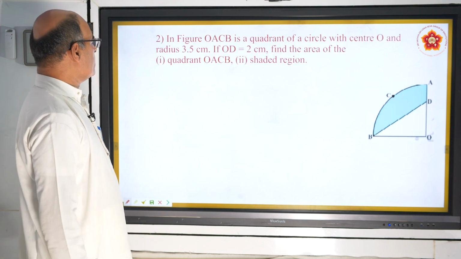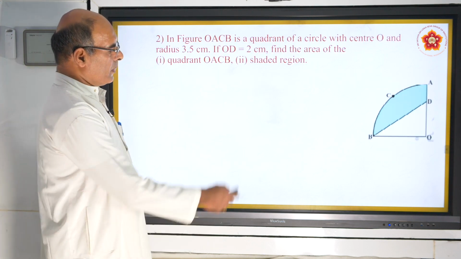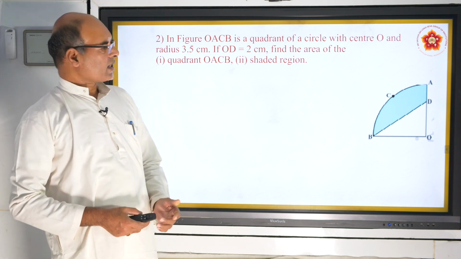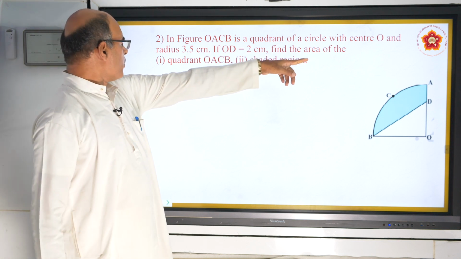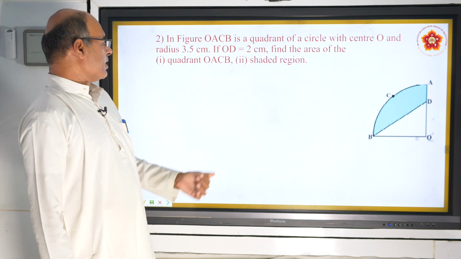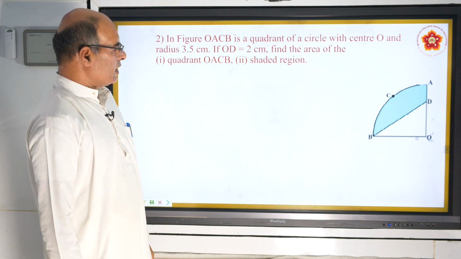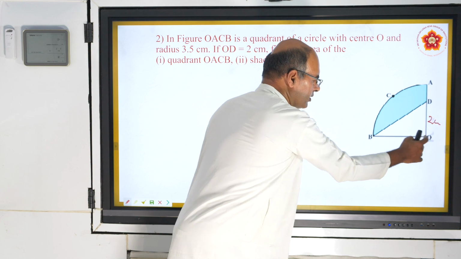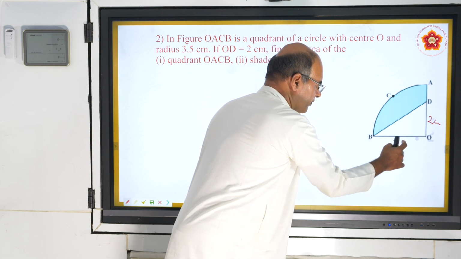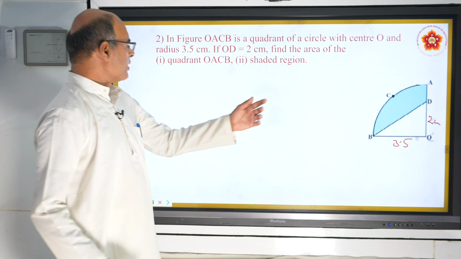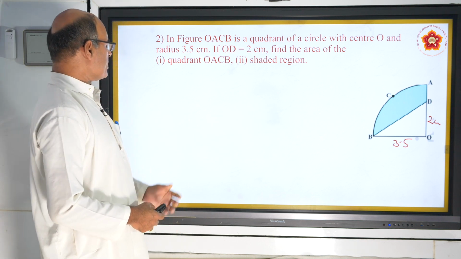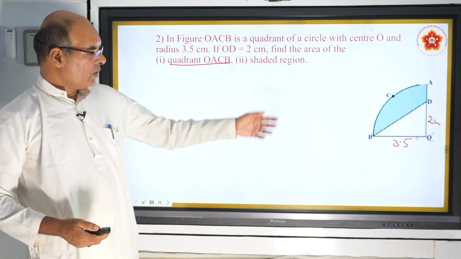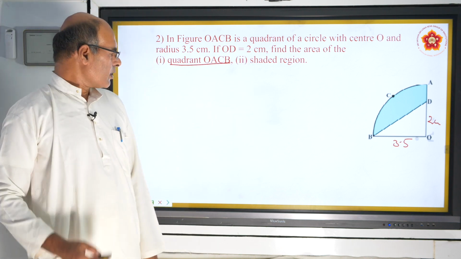One more question. In the figure, OACB is a quadrant, 1/4 of the circle with center O, and radius is 3.5 centimeter. If OD is 2 centimeter, so this is OD, this is 2 centimeter. This is the radius of the quadrant, this is 3.5 centimeter. Calculate the area of the shaded region and the quadrant. Here quadrant means we have to calculate the area of the sector with angle of sector 90 degree.